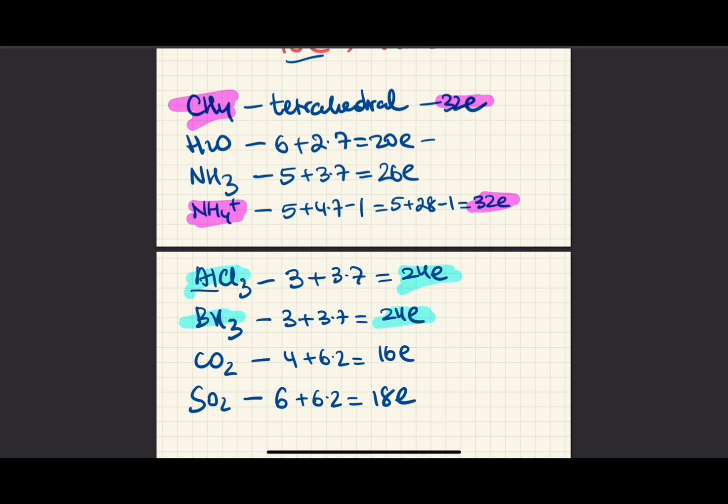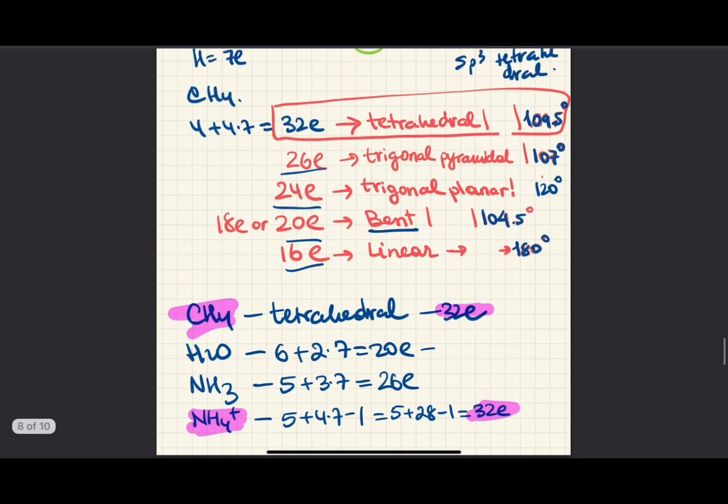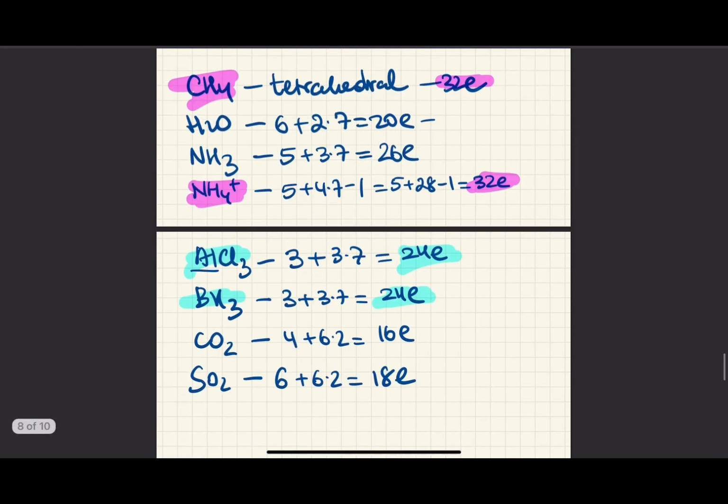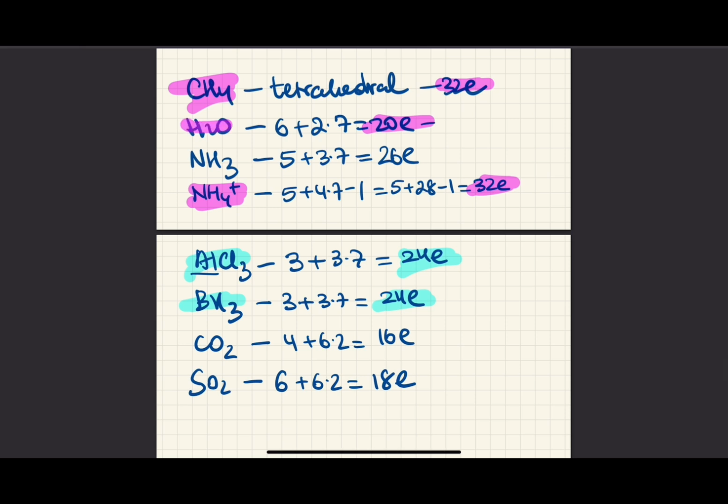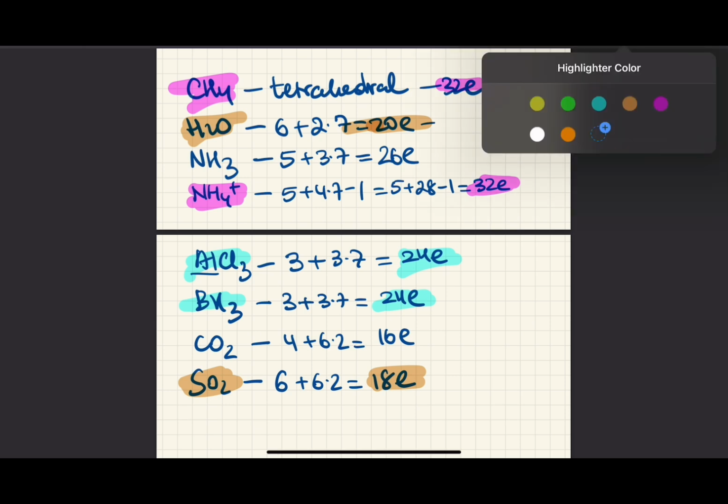Okay, so 18 and 20, because we said they are both bent. So this would be bent in here, H2O. Should have colored the same. So 20 and 18, they are the same. They are both bent. Now, I'm running out of colors. Let me add one more.